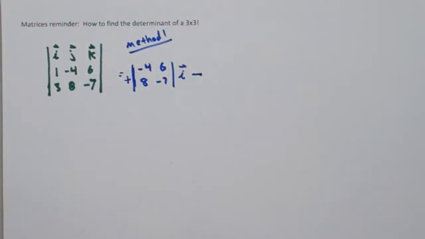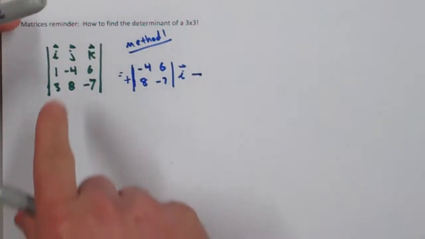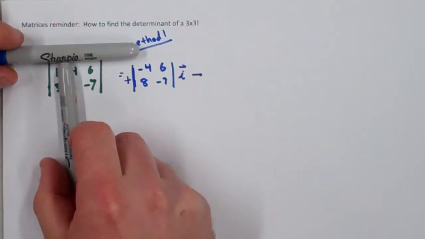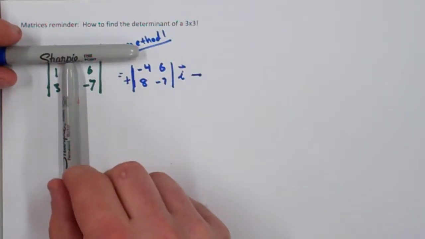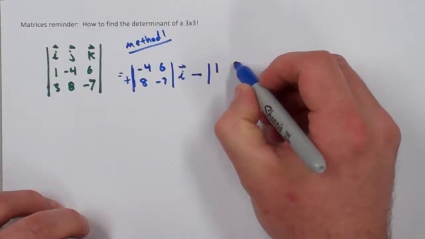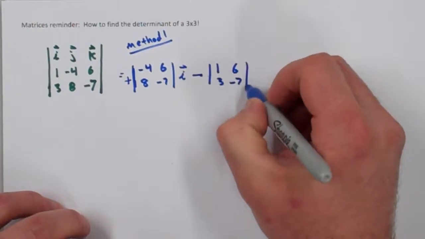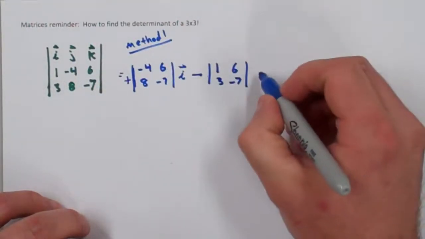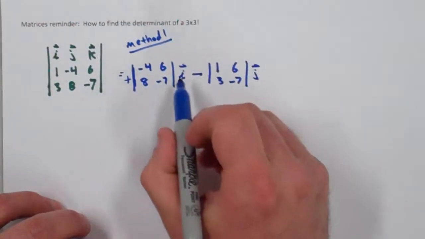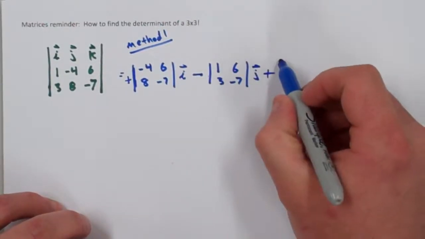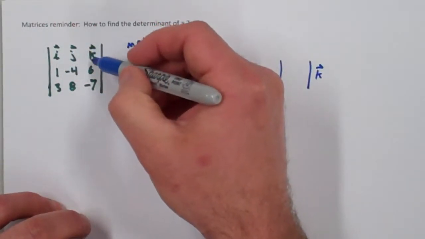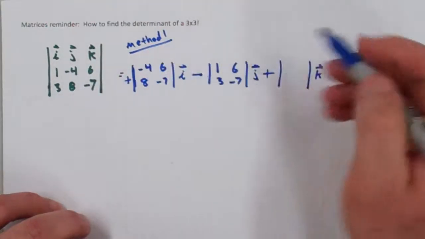So we're going to do something similar with J. Here's J, so we don't want this top row, and we don't want the middle column either. And so we're left with another 2x2 matrix. So this one's 1, 6, 3, -7. And then we're going to have that unit vector I should say, J, in that position in the matrix. Remember, positive, negative, positive. And then this one's going to be K. If we block off the row and the column for K, you're left with 1, -4, 3, 8.